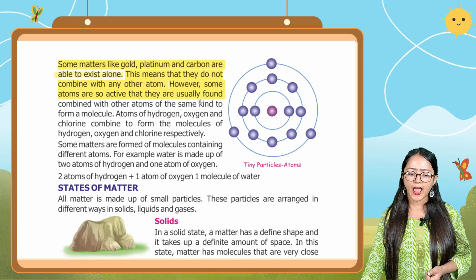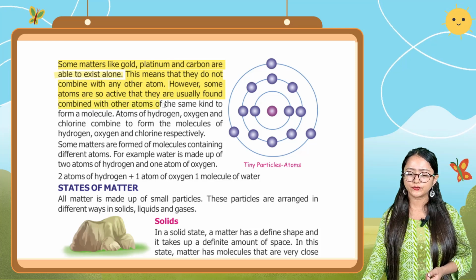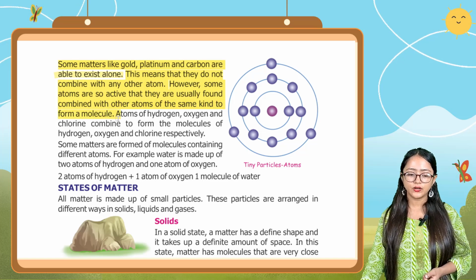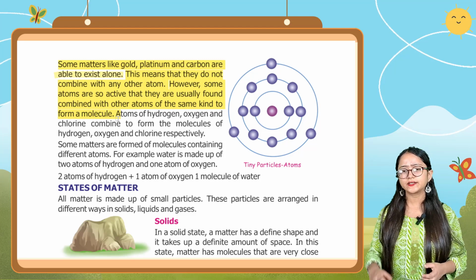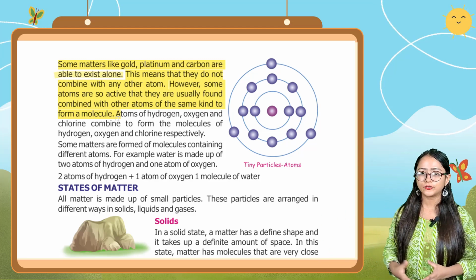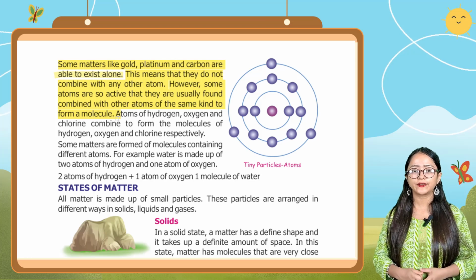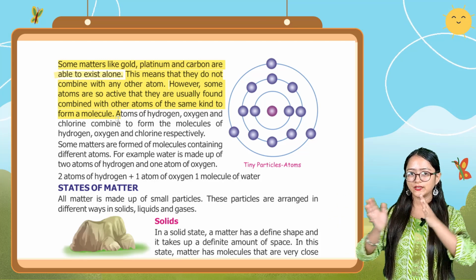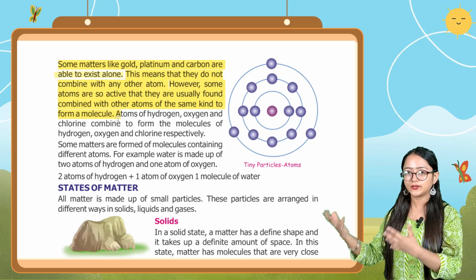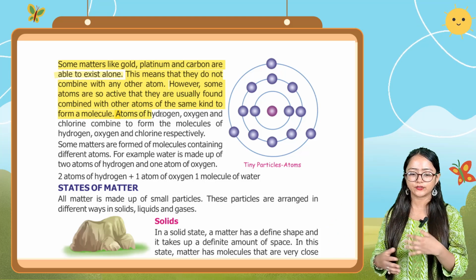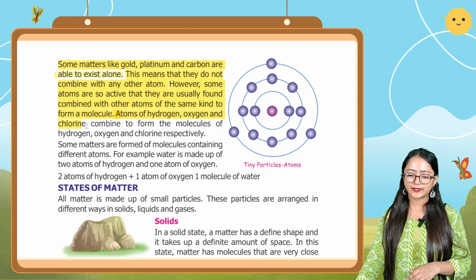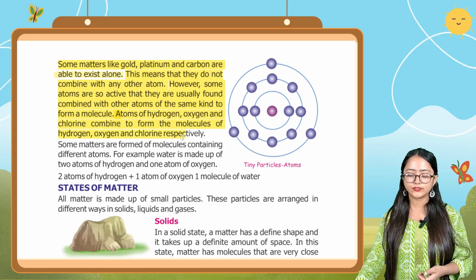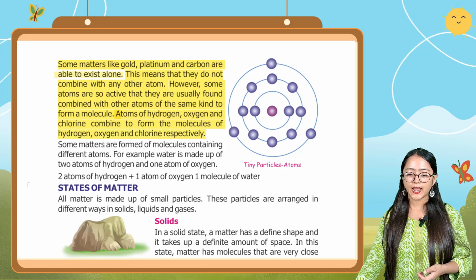However, some atoms are so active that they are usually found combined with other atoms of the same kind to form a molecule. These are friendly types of atoms which want to socialize with others. They have that extrovert type of nature. They want to combine with others, socialize, help others and also get help in return. So atoms of hydrogen, oxygen and chlorine combine to form the molecules of hydrogen, oxygen and chlorine respectively.